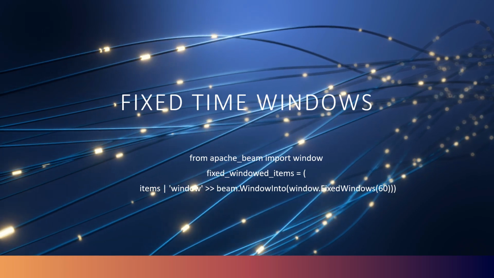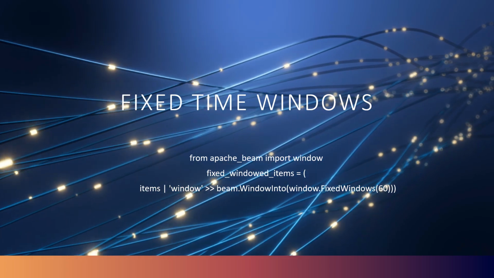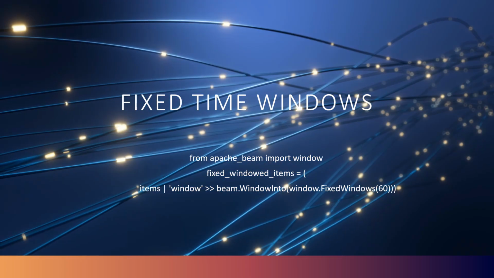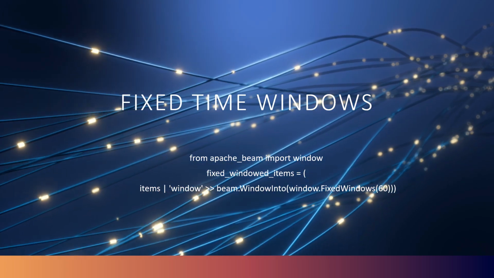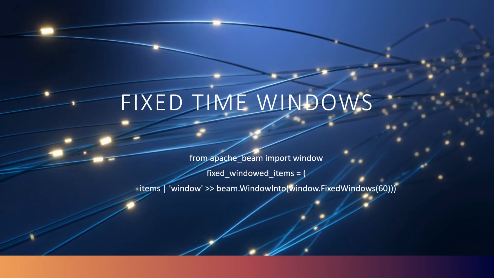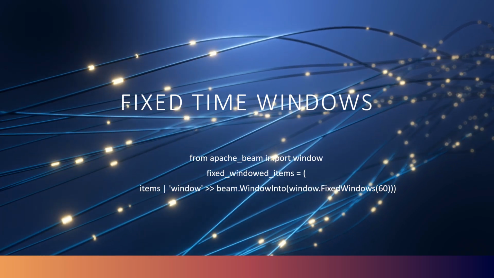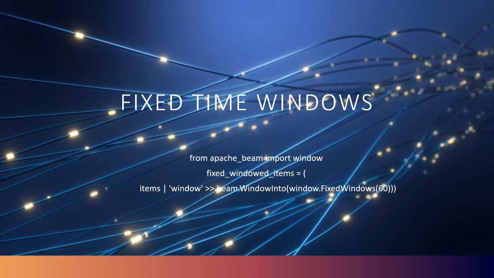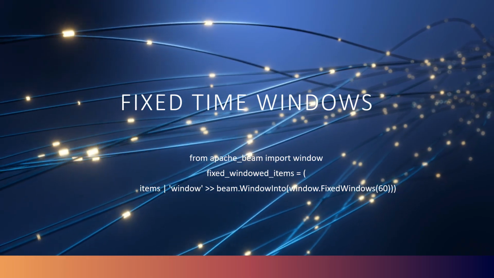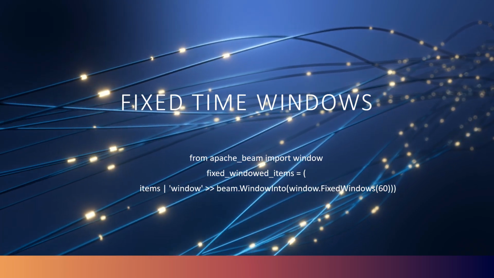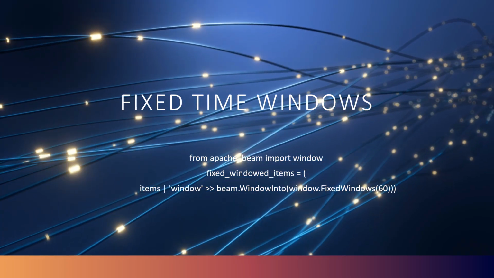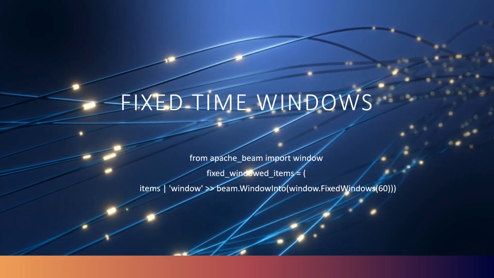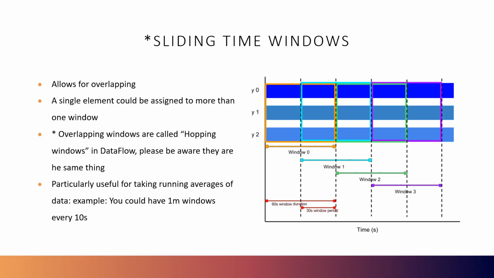Here's the example code for fixed time windows. Notice how we've imported window from Apache Beam. We've defined our output PCollection fixed windowed items. Our input PCollection we've named items. The transform we're using is the window, and we're calling beam.WindowInto, to which we pass the argument window.FixedWindows and passing in our time in seconds, which in this example is 60.